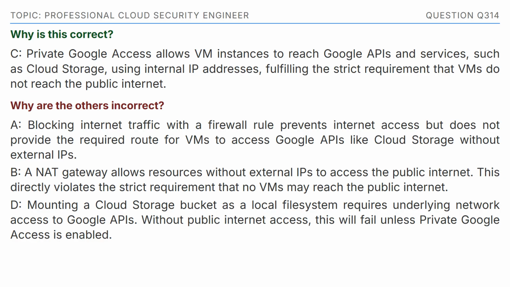Why are the others incorrect? A. Blocking internet traffic with a firewall rule prevents internet access but does not provide the required route for VMs to access Google APIs like cloud storage without external IPs. B. A NAT gateway allows resources without external IPs to access the public internet. This directly violates the strict requirement that no VMs may reach the public internet. D. Mounting a cloud storage bucket as a local file system requires underlying network access to Google APIs. Without public internet access, this will fail unless private Google access is enabled.